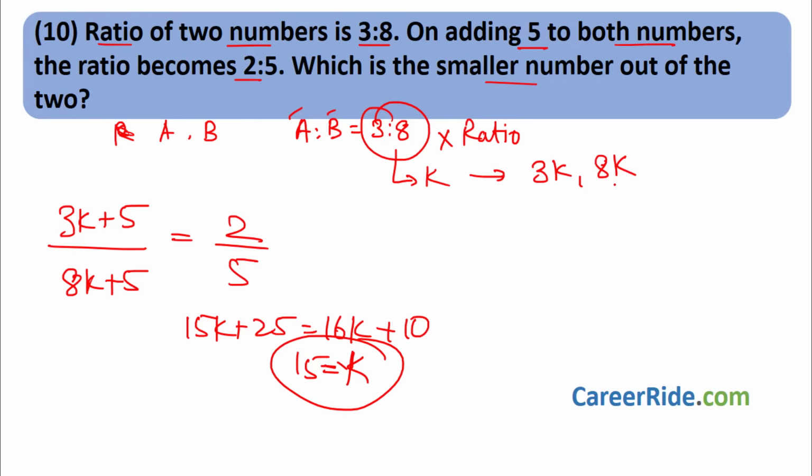The smaller number, out of 3k and 8k, k is the same, so the smaller number is 3k. So the smaller number out of the two is 3k. 3 into 15 is 45. The smaller number is 45. Moving to question number 11.